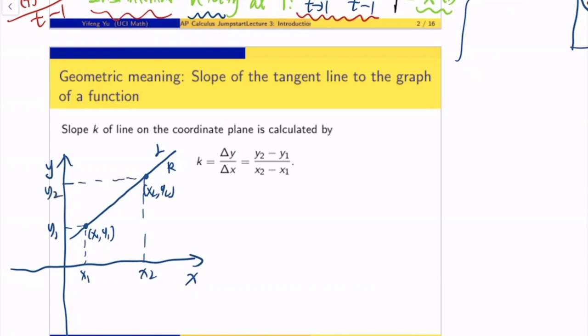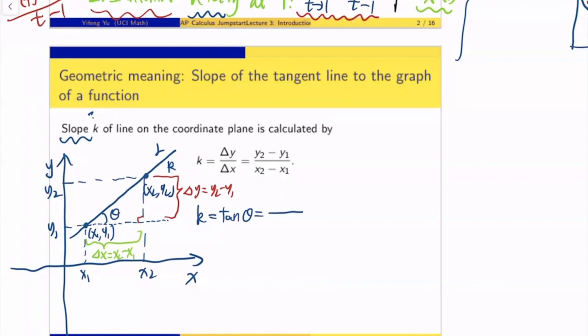Now, let's recall how we define a slope. Geometrically, slope measures how far, in terms of angle, let's say this is angle theta, it is from horizontal. So the slope is defined as tangent theta. And we know how to calculate the tangent of theta: this is delta y, which is y2 minus y1, over delta x, which is x2 minus x1. So if you give me a line, the slope is given by this. This is how we calculate the slope of a line.